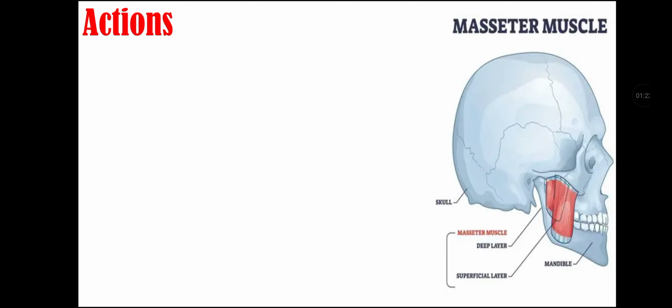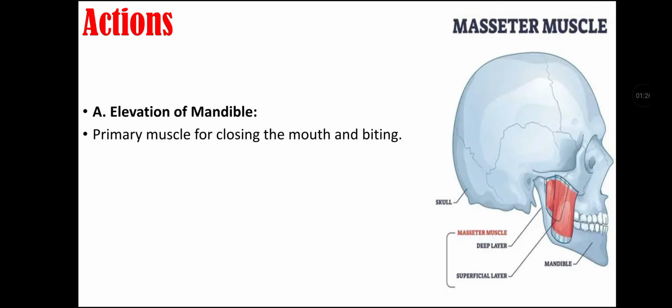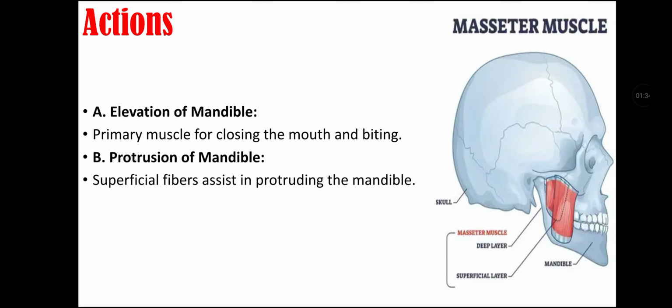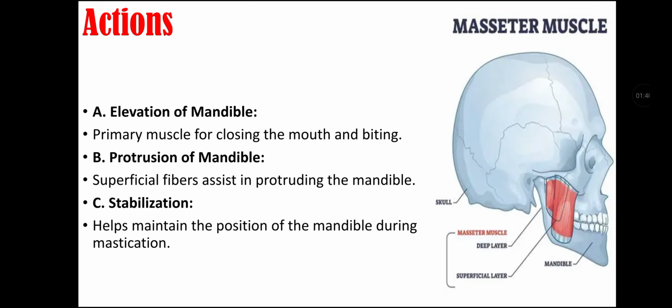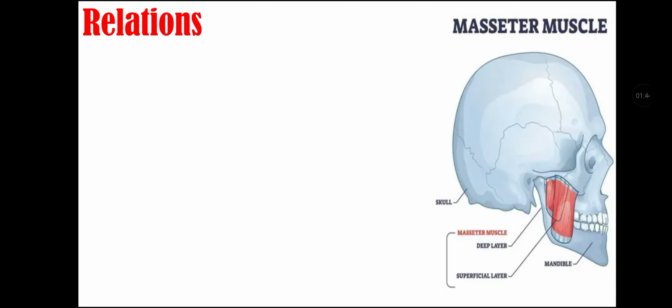Actions of masseter muscle. First action is elevation of mandible, as it is the primary muscle for closing the mouth and biting. Second action is protrusion of mandible, as superficial fibers assist in protruding the mandible. And third function is stabilization, as this muscle helps maintain the position of the mandible during mastication.